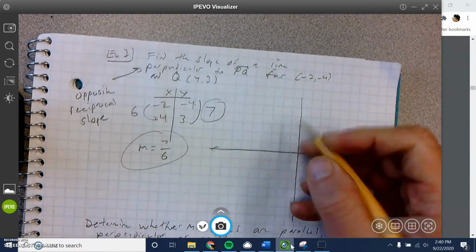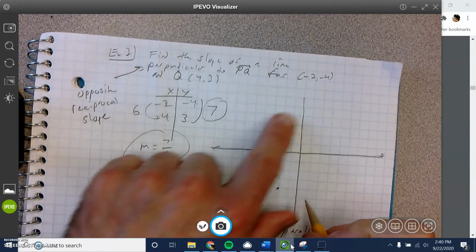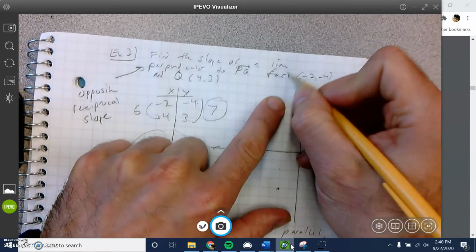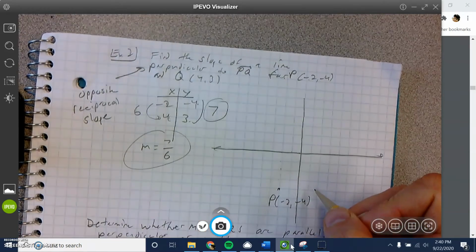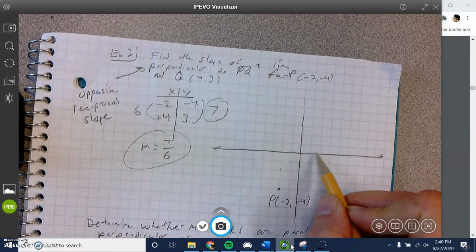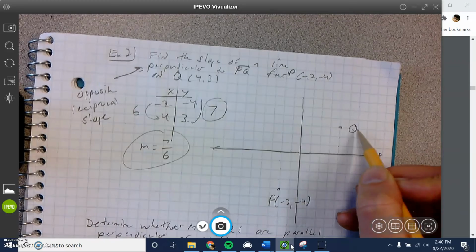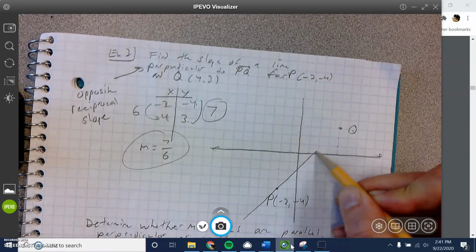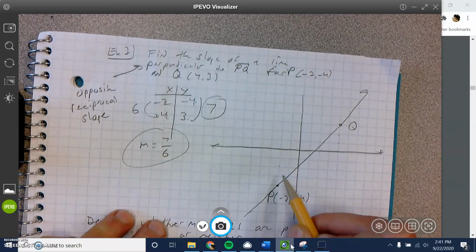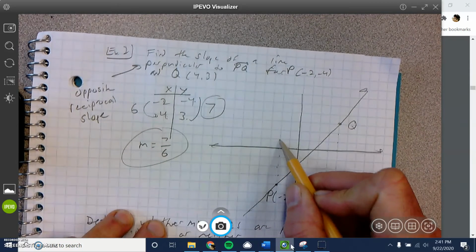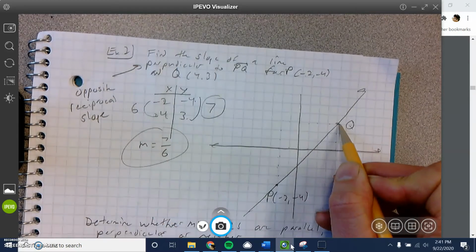-2, 1, 2, 1, 2, 3, 4. So -2, -4, this would be P. Got it? And Q is 4, 3. 1, 2, 3, 4. 1, 2, 3. So this is PQ. It looks like this. It's got a positive slope of 7 over 6, right? Up 7. 1, 2, 3, 4, 5, 6, 7. And right 6. 1, 2, 3, 4, 5, 6.